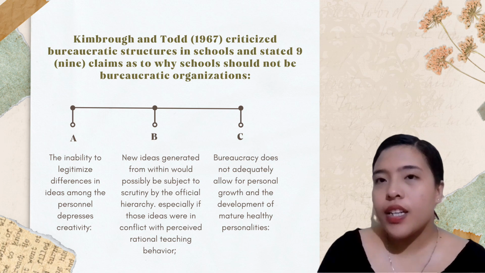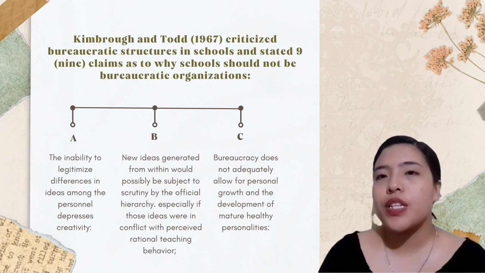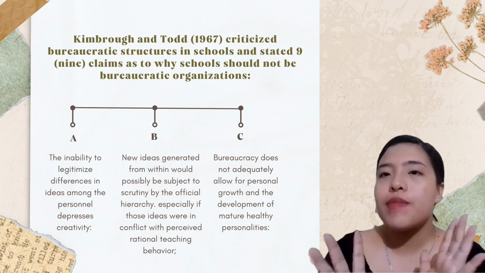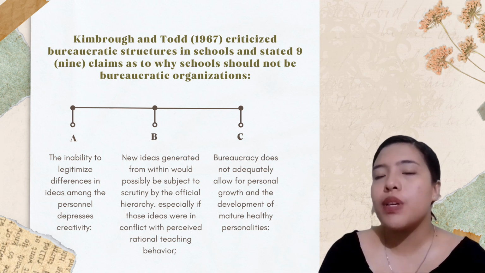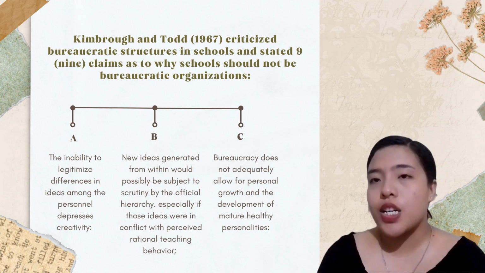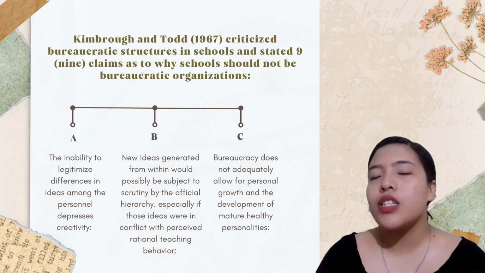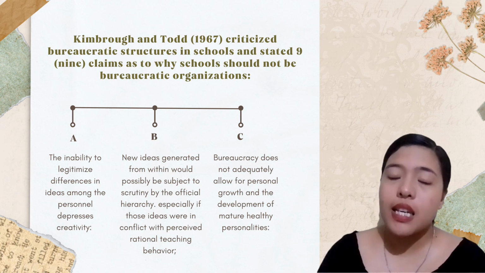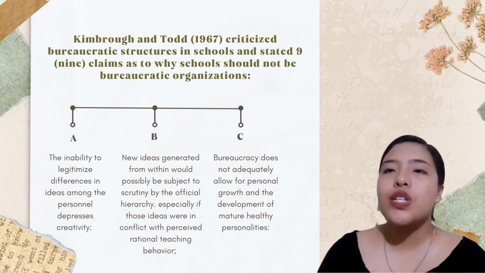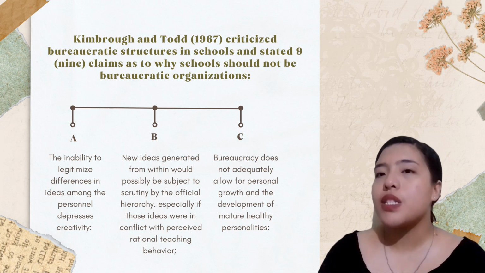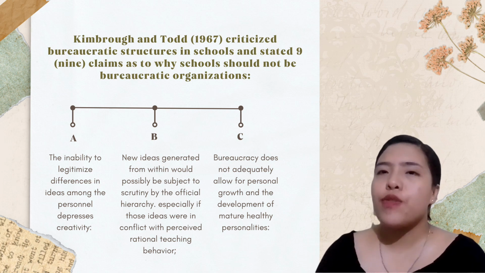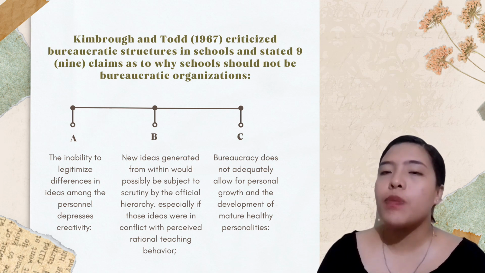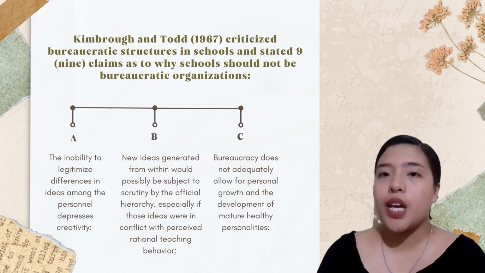In addition, Kimbrough and Todd in 1967 criticized bureaucratic structures in schools and stated 9 claims as to why schools should not be bureaucratic organizations. Letter A, the inability to legitimize differences in ideas among the personnel depresses creativity. Letter B, new ideas generated from within would possibly be subject to scrutiny by the official hierarchy, especially if those ideas were in conflict with perceived rational teaching behavior.